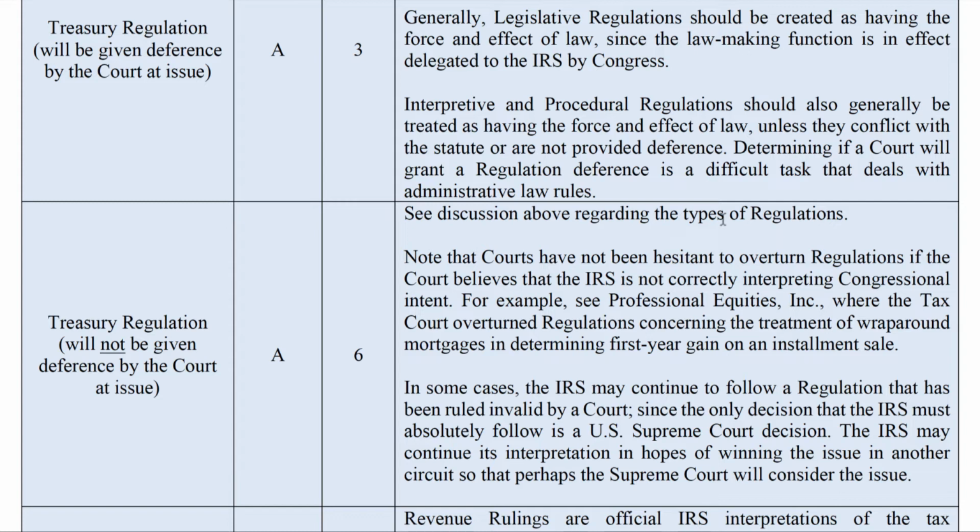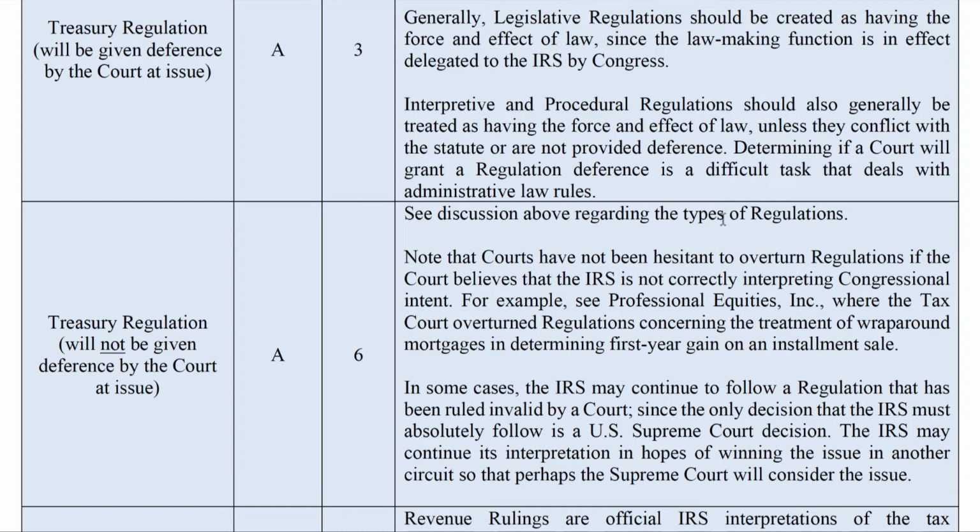All right. So in the Treasury regulations that aren't given deference, and I talked about the different types of regulations above, I noted that courts have not been hesitant to overturn regulations if they don't think that the IRS or Treasury has the right to be writing the law on this issue. So that's what we mean by the deference. And in some cases, the IRS may continue to follow a regulation that the court might view as, hey, there's no deference here. And that's also why I gave it a 6.